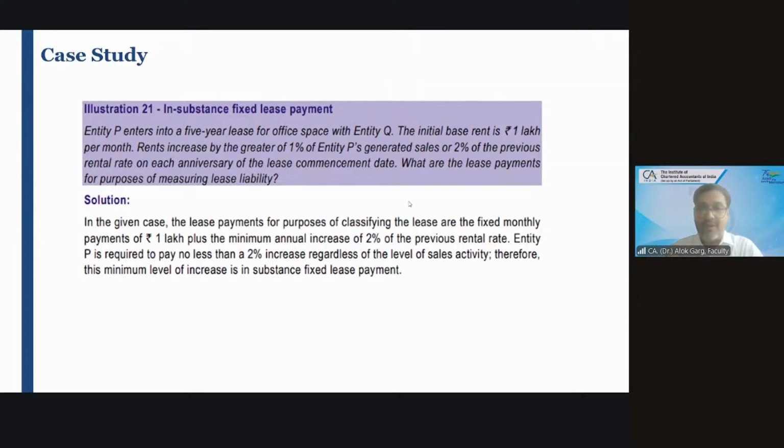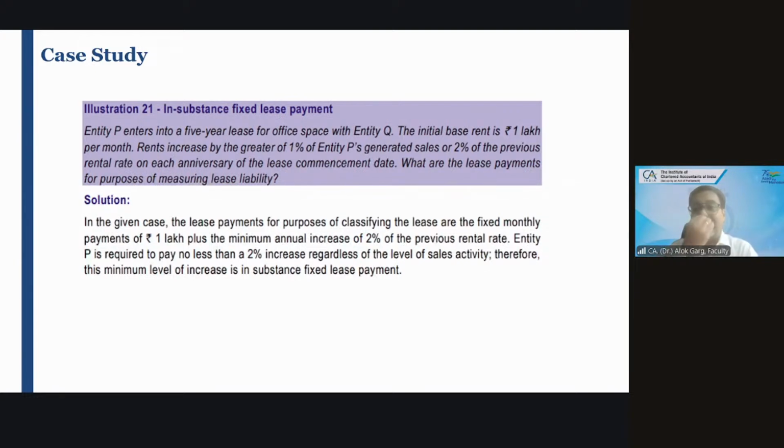higher of 1% of Entity P's generated sales. मतलब एंटिटी की सेल्स का 1% जो भी आएगा, whatever 1% of the turnover will come and 2% of the rent will come, the higher will become the escalation.